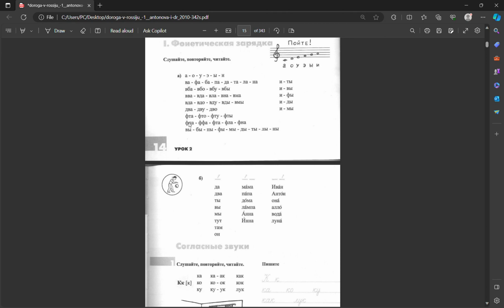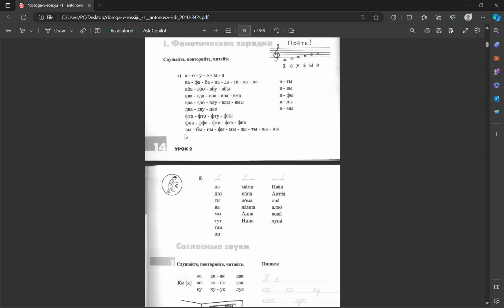Now, let's move on to the next row here. Fpa, fa. Now we have a double F here, so we pronounce it as a double F. Fa. We take a certain period to pronounce it. Fa, fta, fla, fna. Now, let's take the last row here.